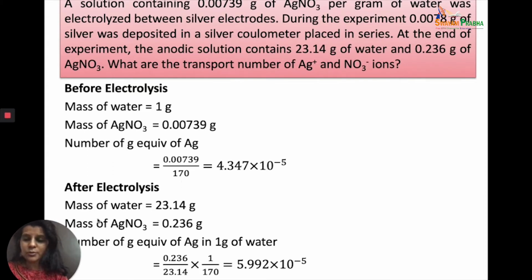after electrolysis. So mass of water was 23.14, mass of silver nitrate was 0.236. So we get the number of gram equivalents of silver in 1 gram of water. We divide 0.236 by 23.14, then scale it to 1 gram and divide by 170 to get the number of gram equivalents.